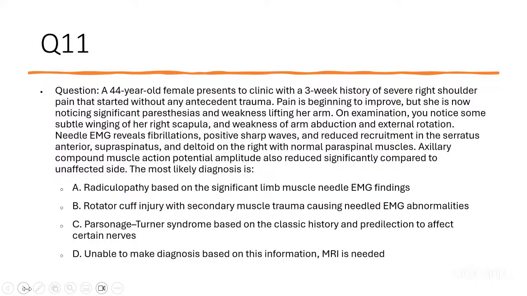Needle EMG reveals fibrillations, positive sharp waves, and reduced recruitment in the serratus anterior, supraspinatus, and deltoid on the right with normal paraspinal muscles. Axillary compound muscle action potential amplitude is also reduced significantly compared to the unaffected side. What is the most likely diagnosis? Radiculopathy based on significant limb muscle needle EMG findings, rotator cuff injury with secondary muscle trauma, Parsonage-Turner syndrome based on the classic history, or unable to make a diagnosis based on this information, MRI is needed.